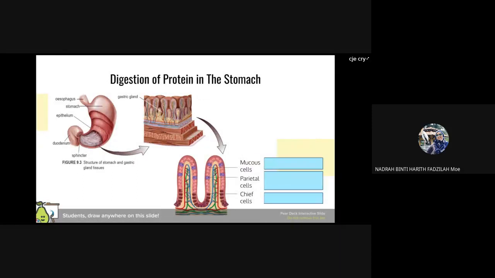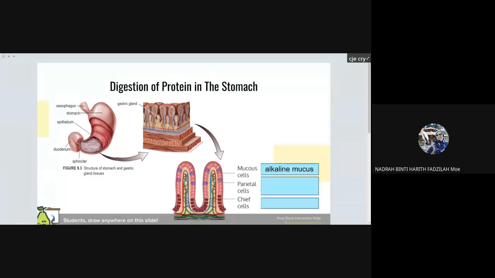Alright. So the next part, digestion of protein in the stomach requires the function of mucus cell, parietal cell and chief cell. Can you write in the box given what are the substances secreted by all three types of cell? Apakah bahan-bahan yang dirembeskan oleh mucus cell, parietal cell and also chief cell?